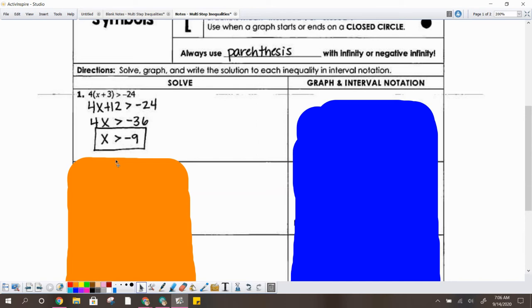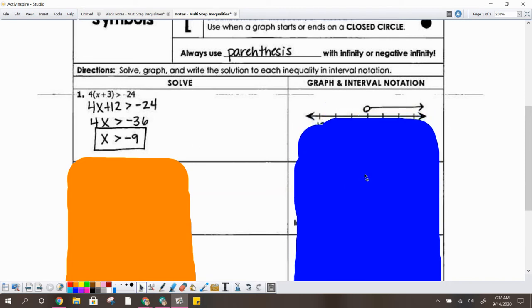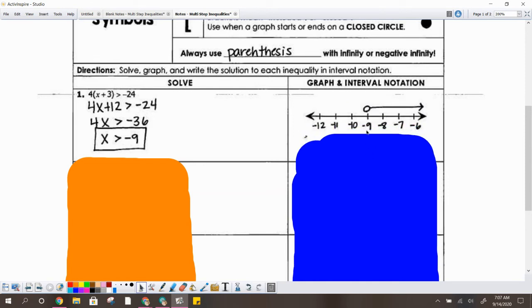You should know how to graph an inequality, but just in case you forget, whenever the sign is eating the variable, that means you are shading to the right. Since this is a greater than sign, we are going to use an open circle on negative 9, and the sign is eating the variable, so we're shading to the right. This is everything that is greater than negative 9. Remember, for negatives, even if it looks smaller, that actually means it's bigger.